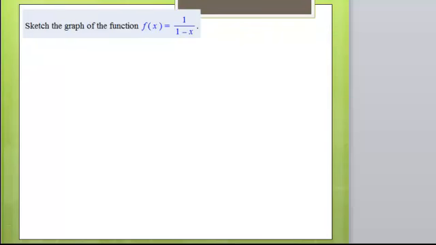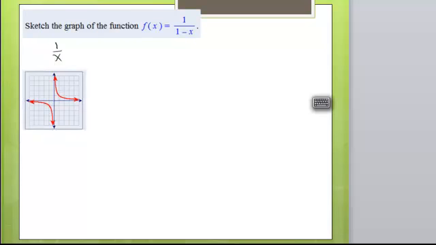So let's sketch the graph of the function f of x equals 1 over 1 minus x. So the very first thing that you need to do is remember what the function 1 over x looks like. Well, the function 1 over x looks like this one. Now, what happens whenever we put this plus 1 on the inside? Or if we were to rewrite this, this is the same thing as 1 over negative x plus 1, right? So we need to figure out what's going on here.